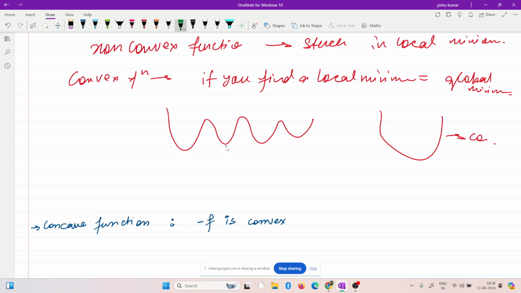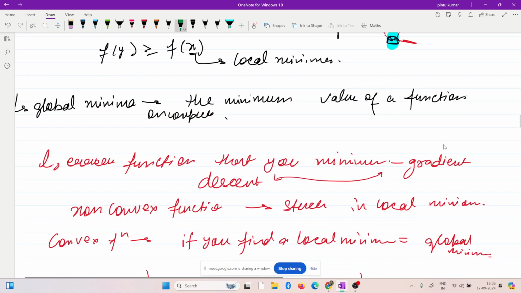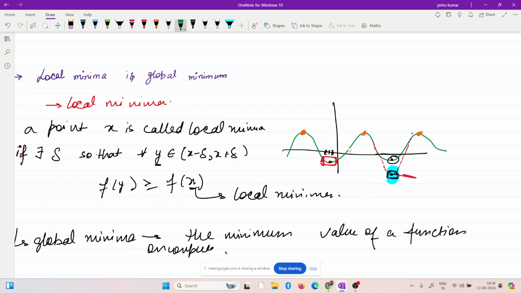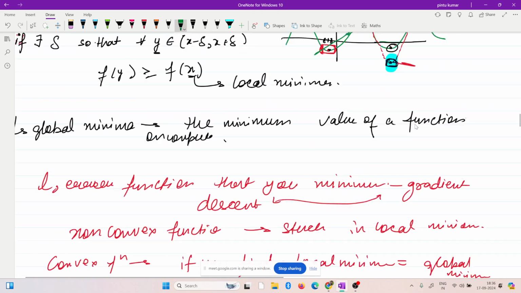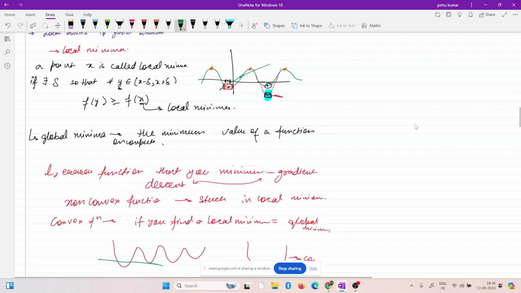Otherwise, let's say over here you could draw a tangent and it would go above the function. For example, here also if you drew a tangent, let's say over here, it will not always remain below the function, right? So this was the motivation behind local minima and global minima.